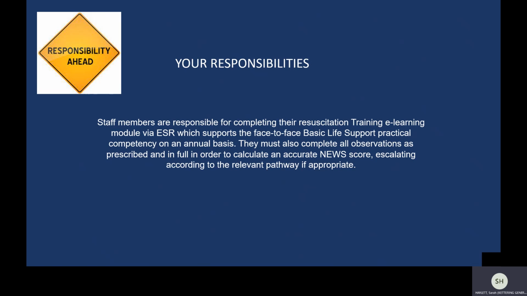So what are your responsibilities? You are, of course, all responsible for your own e-learning module that is accessible on ESR. You must also complete your practical basic life support competency, and this must be completed each year. It's also important to complete a full set of observations. There is no point recording a set of observations if you miss out a temperature, for example, as this will not give you the correct NEWS score and could also miss out vital information regarding a patient's condition. And finally, it is your responsibility to escalate any concerns to a senior member of staff.